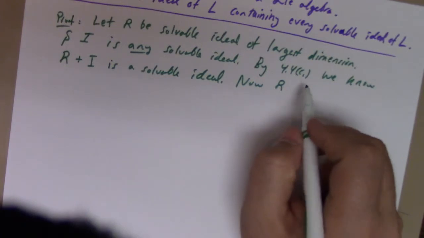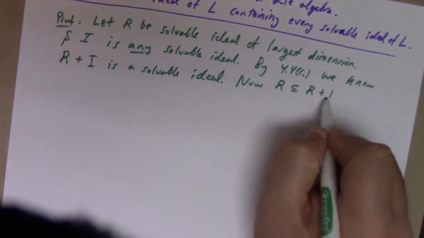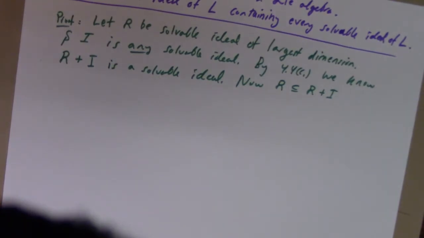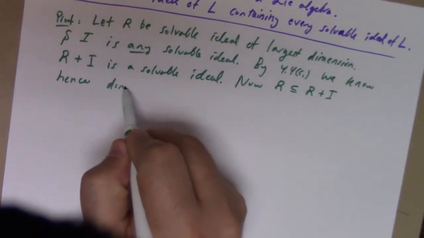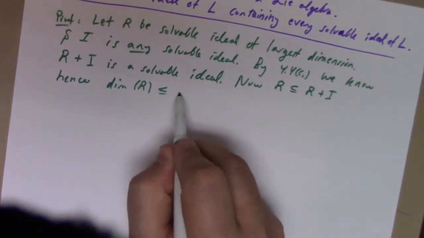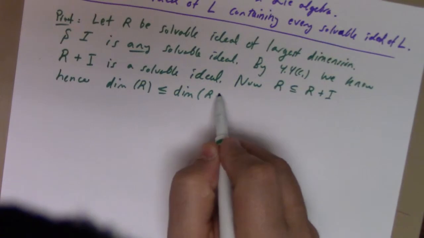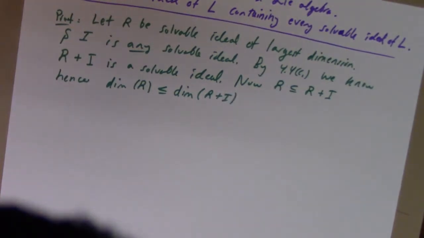R is a subset of R plus I, right? That's just linear algebra. If you add 0, x is equal to x plus 0, and 0 is in I, so x is in R plus I for arbitrary x, so R is a subset. And hence the dimension of R is less than or equal to the dimension of R plus I, because if it's a subset, then any basis for the subset can be extended to a basis for the superset.